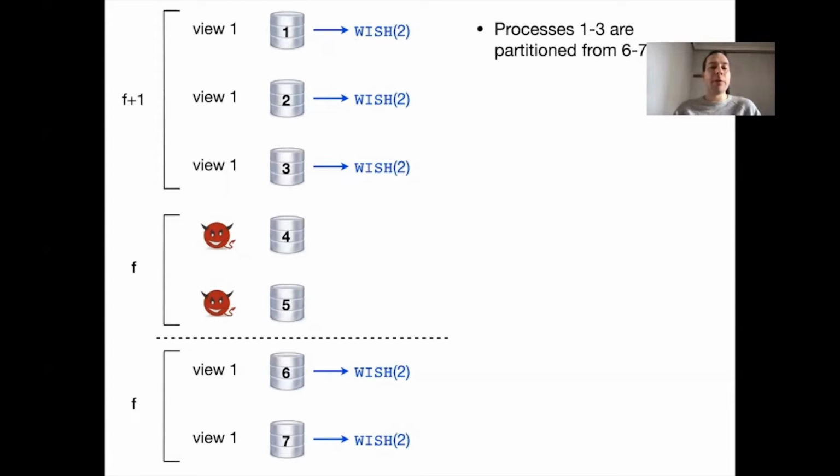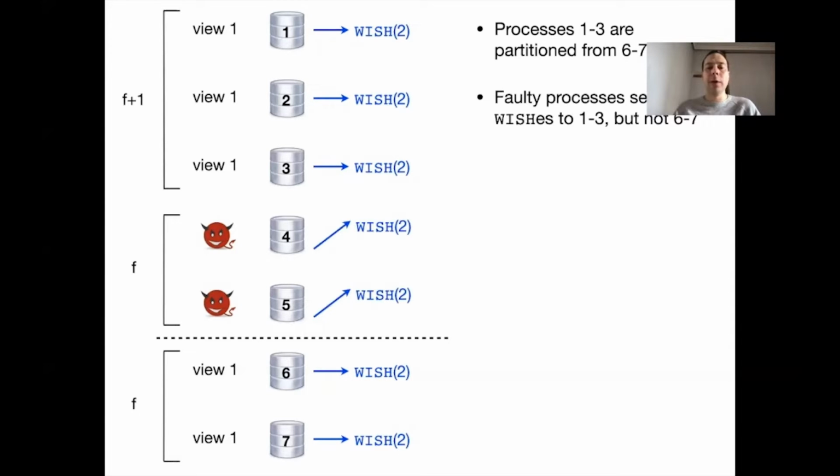But what may happen is the faulty processes 4 and 5 may provide the missing wishes for view 2 just to processes 1 to 3 and withhold them from processes 6 and 7. So this will allow processes 1 to 3 to actually enter view 2, and processes 6 and 7 will get stuck in view 1 because they don't have enough matching wishes to enter view 2.